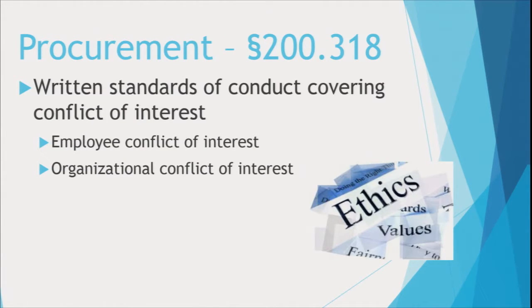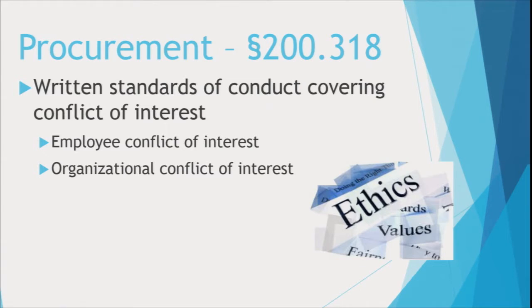Part of the procurement standards relate to written standards of conduct covering conflict of interest. If your organization has a parent, affiliate, or subsidiary organization that is not a state government, local government, or Indian tribe, you must maintain written standards of conduct covering organizational conflicts of interest. Organizational conflicts of interest means that because of relationships with a parent company, affiliate, or subsidiary organization, the non-federal entity is unable or appears to be unable to be impartial in conducting a procurement action involving the related organization.